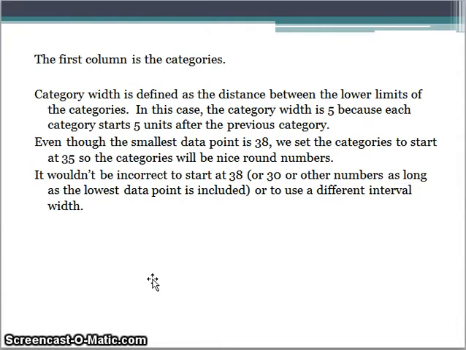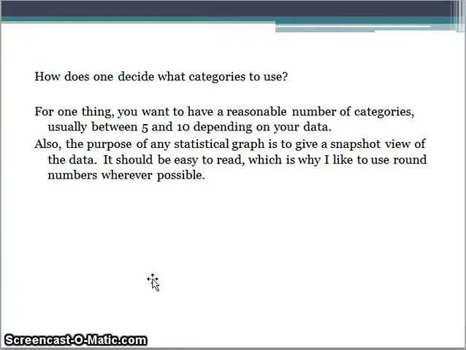One thing I didn't mention here is it would not be incorrect for us to start at another place. There's a lot of different ways you can do histograms, but I like to start at a nice round number, and I like my widths to be nice round numbers. So while it wouldn't be incorrect to start at 38, if you're told to start at 35, then that's what you need to do, and you probably would be counted off if you didn't start at 35.